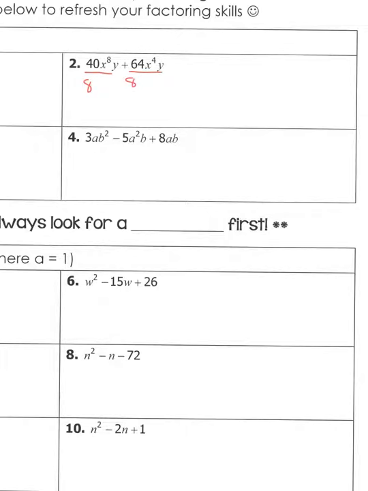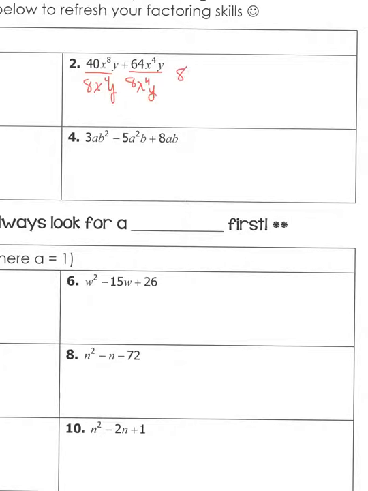Then as you look at the variables, you want to ask yourself, how many x's could I take the same amount away from both of them? This one has 8 x's to give, this one has 4. So the most that I could take away from both of them would be 4 x's, because I can't take 8 x's from this one because it doesn't have enough to take. So the most I can take is just 4. So I'm going to take an x to the 4th out, and then I can take a y from each one and take the same amount as well.